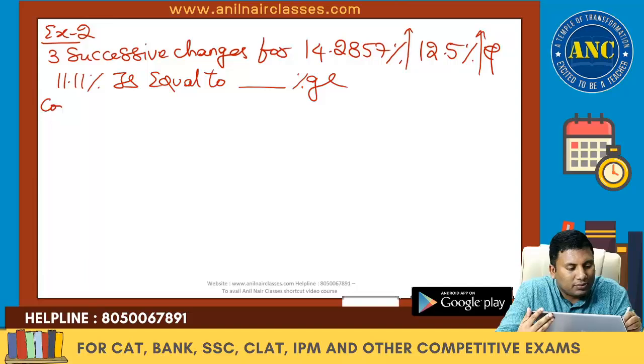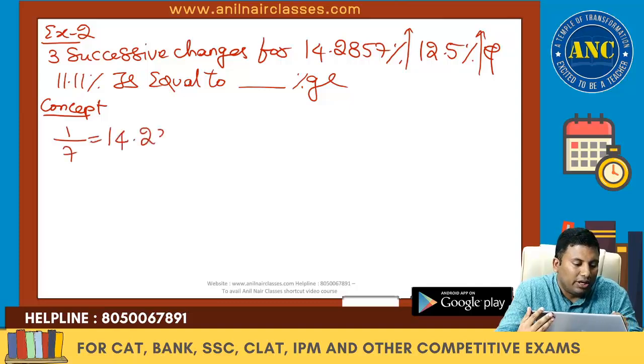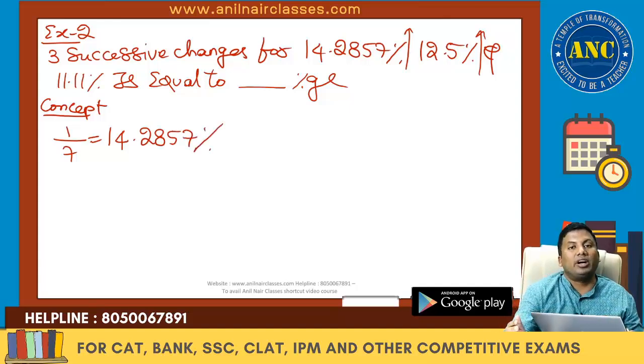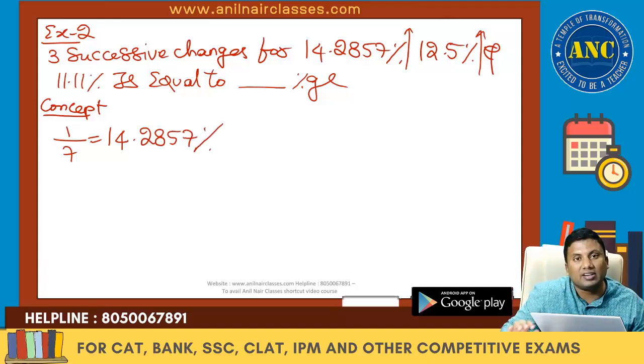Now the concept. Listen carefully, sir. 1 by 7 is nothing but 14.2857. There is a reason why I am writing four digits after the dot. I will explain it in the next fraction.